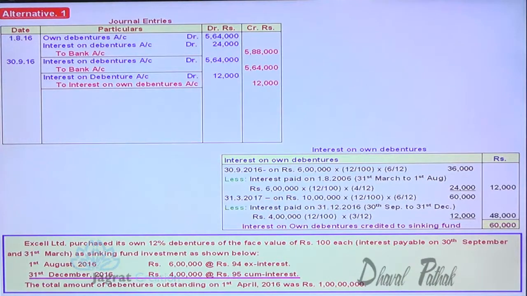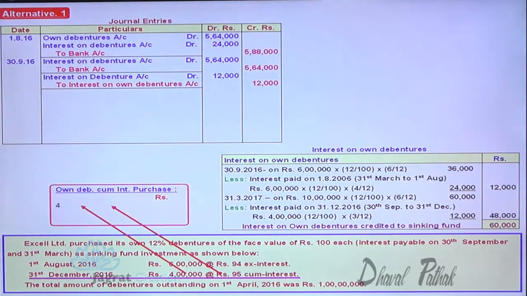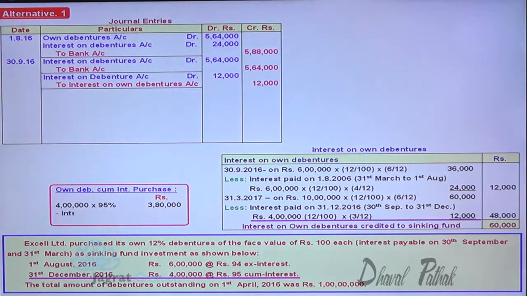Now, next purchase is at 95% cum interest, so you are required to remove the interest. 4 lakhs into 95% minus interest for 3 months, 12,000.